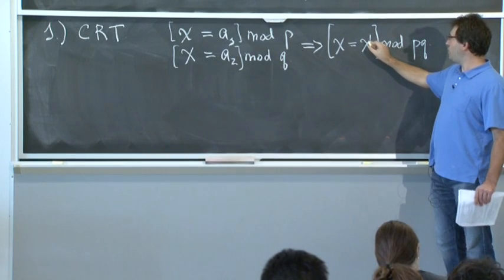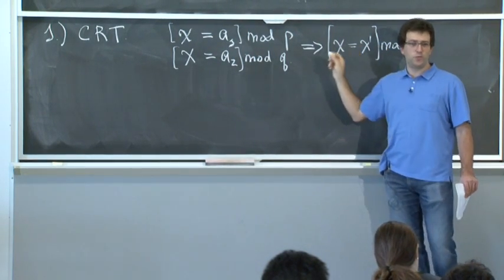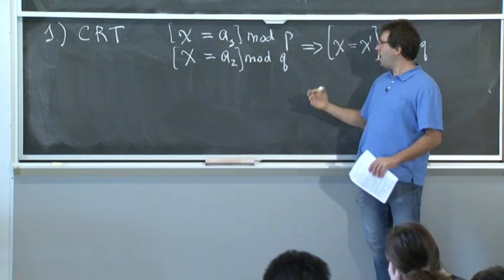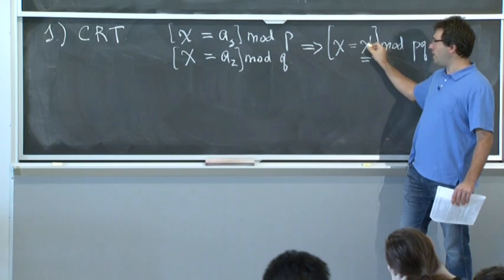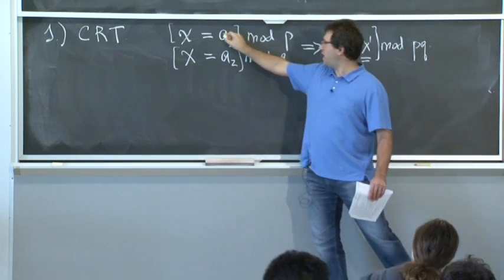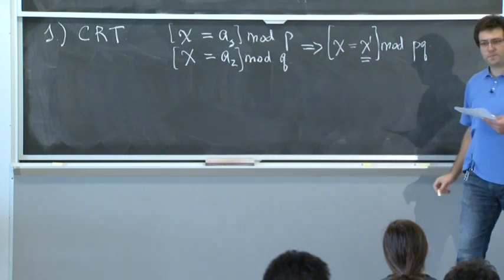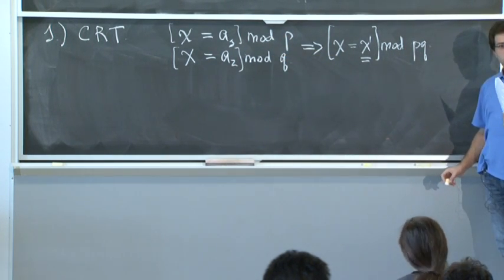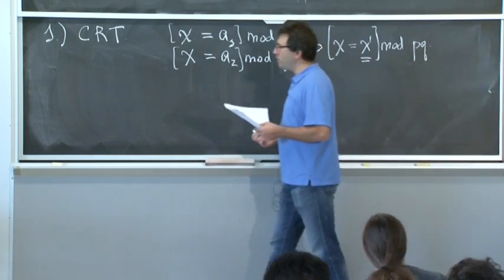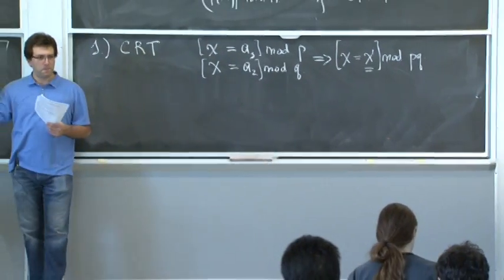And in fact, there's a unique such x prime, and it's actually very efficient to compute. So the Chinese remainder theorem also comes with an algorithm for how you compute this unique x prime that's equal to x mod pq, given the values a1 and a2 mod p and q, respectively. That make sense, roughly? OK, so how could you use this Chinese remainder theorem to speed up modular exponentiation?